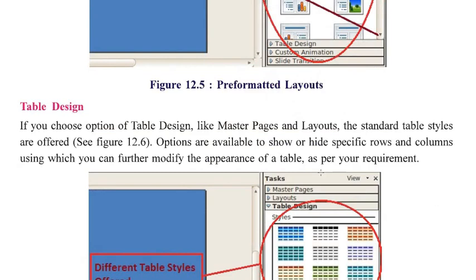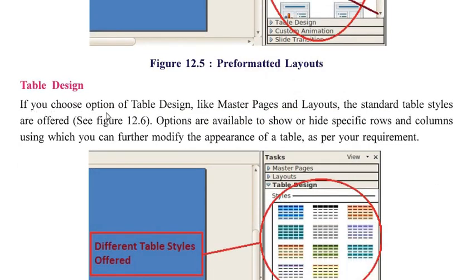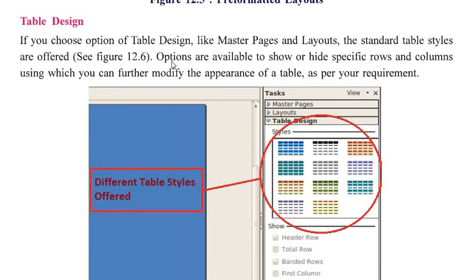Table design. If you choose the option of table design, like master pages and layout, the standard table styles are offered. You can see figure 12.6. Options are available to show or hide specific rows and columns, using which you can further modify the appearance of a table as per your requirement.